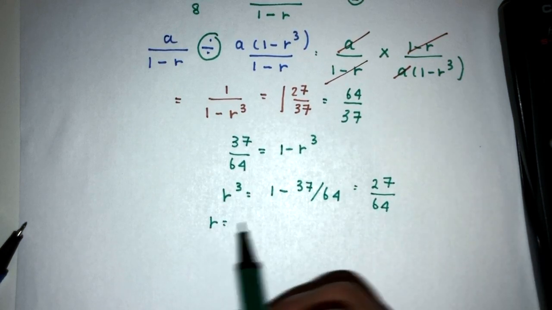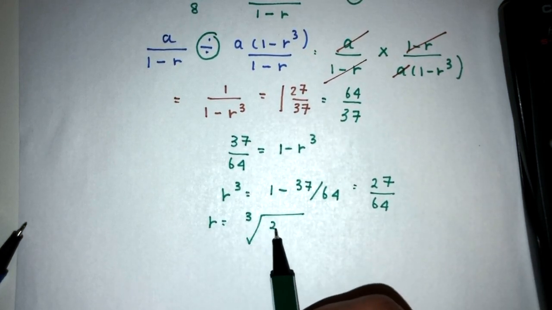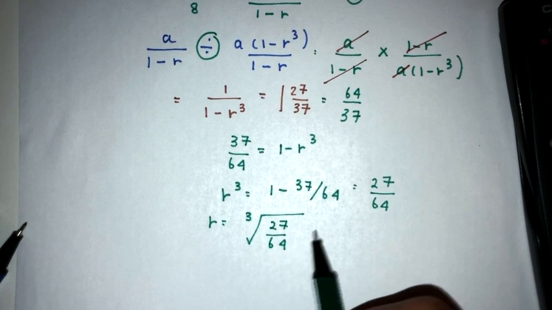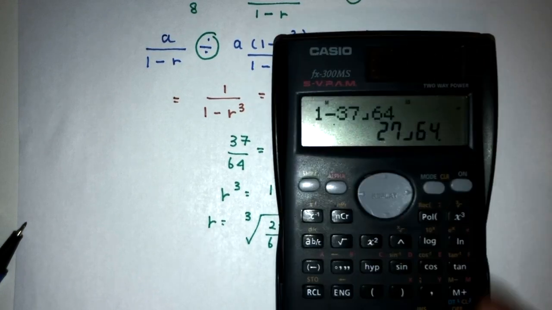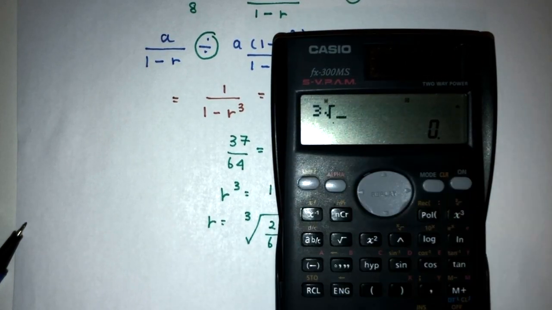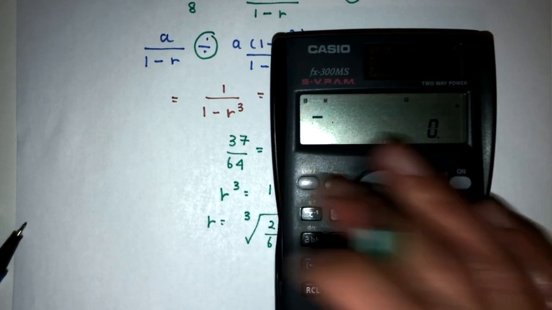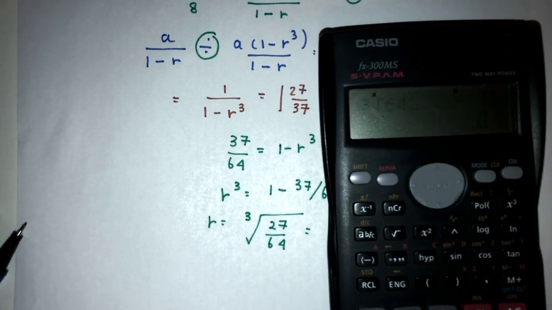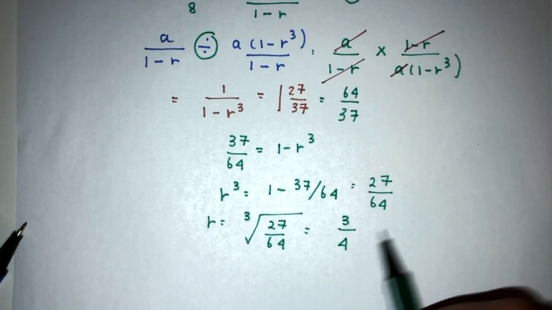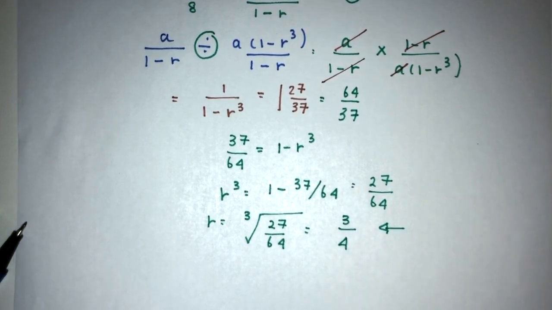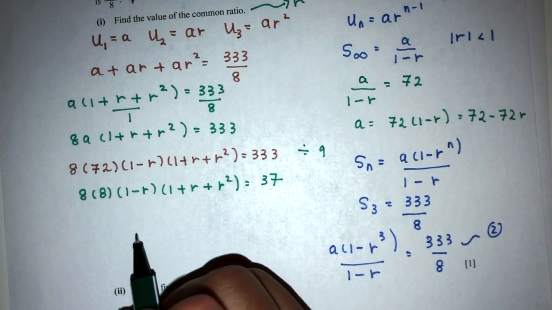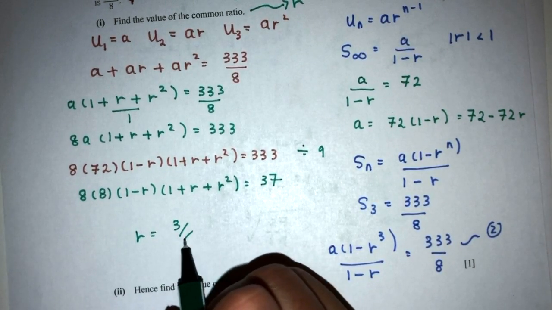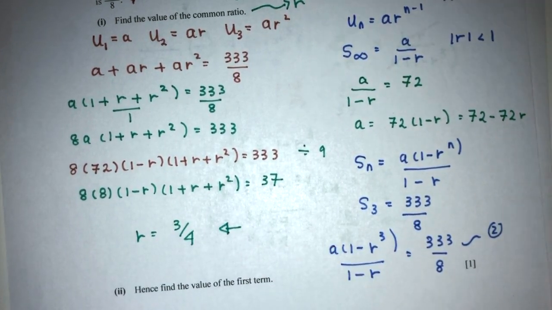So finally, r has to be the cube root of this. That will be 27 over 64. We have to know that this is 3, and this will be, let's see, what do we get here. Cube root of 27 will be 3. Cube root of 64, that should be 4. So r has to be the value of 3 over 4 as your answer. So this is your answer for part 1, which is r is 3 over 4 right here.